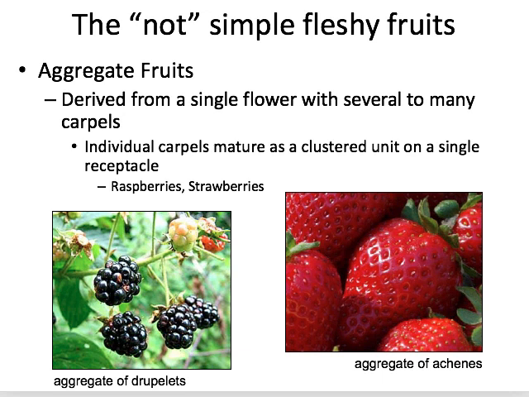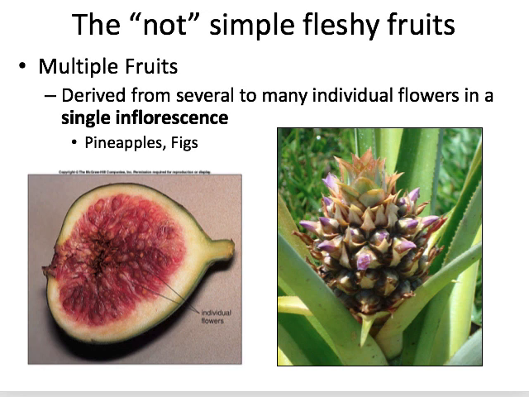Later on in this lecture, we're going to learn that an achene is the same thing as a sunflower seed, which is very strange. So when we eat a strawberry, we're not really eating an ovary. We're eating a swollen receptacle, and the fruits of the strawberry are the little dots on it. Pretty cool. So next up is multiple fruits. These are derived from several to many individual flowers in a single inflorescence. So examples of this include things like figs and pineapples.